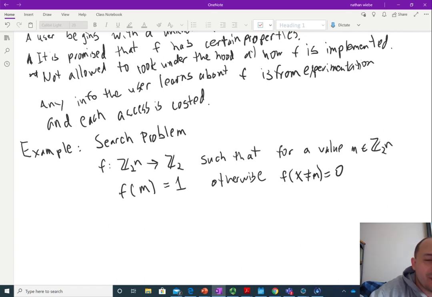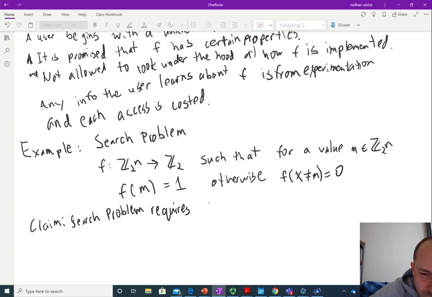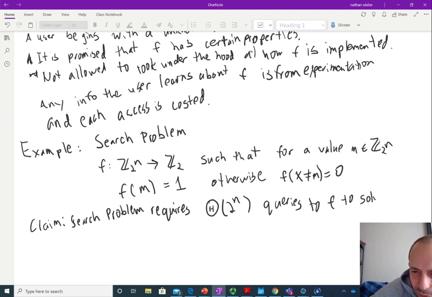And the claim I'm going to make is that the search problem requires Θ(2^n) queries to f to solve with 0 error probability.